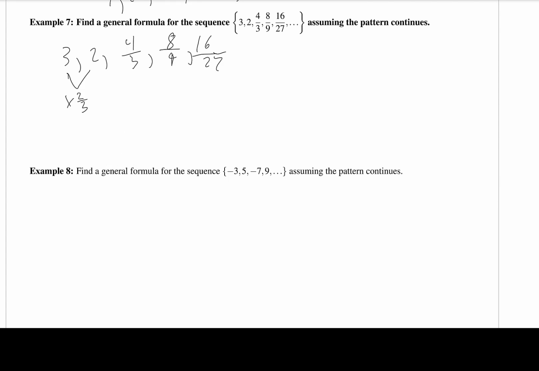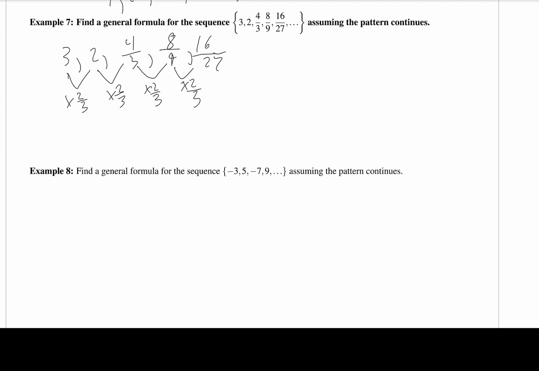Now, to go from 2 to 4/3, again, I could just multiply by 2/3. Here, to go from 4/3 to 8/9, it's the same thing, multiply by 2/3. And then the same thing once more.